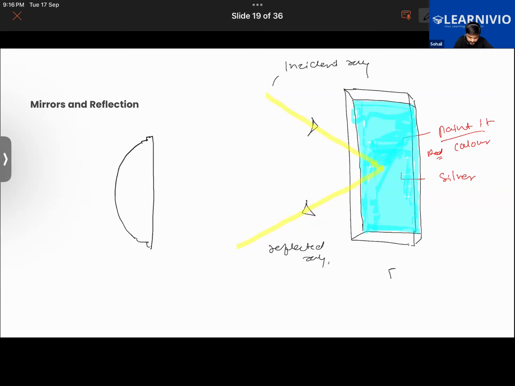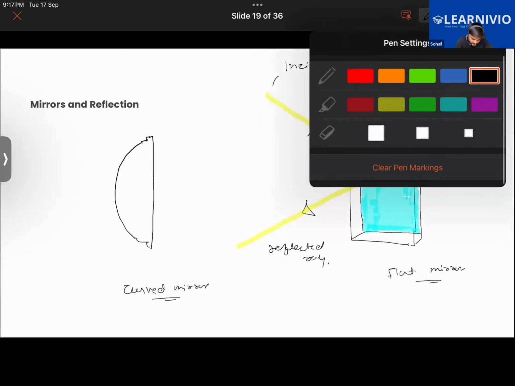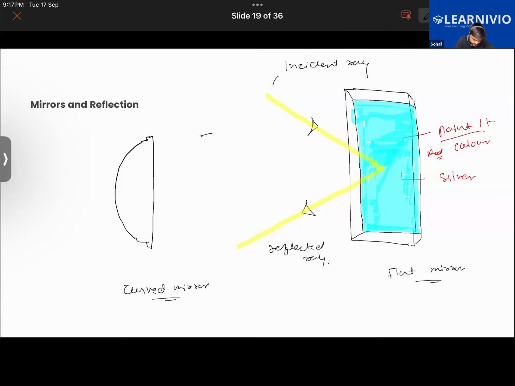So this was the flat mirror, and then we have the curved mirror as well. In the parking lot, like when we go to the mall and put the cars in the down parking, right over there also we can see some mirror. So that's a safety mirror. That's called a safety mirror.